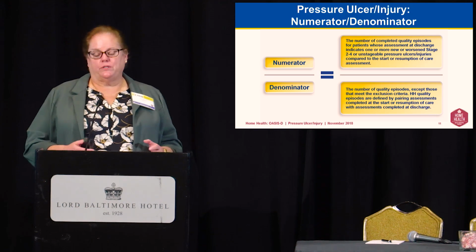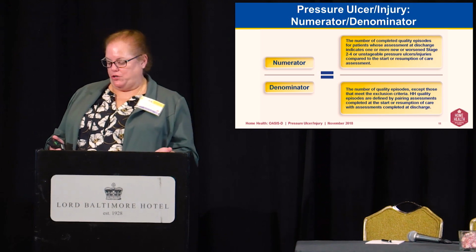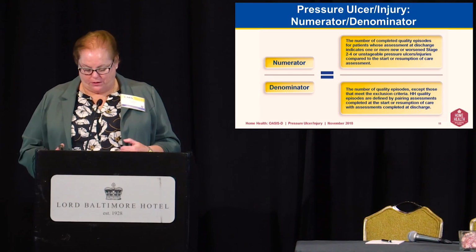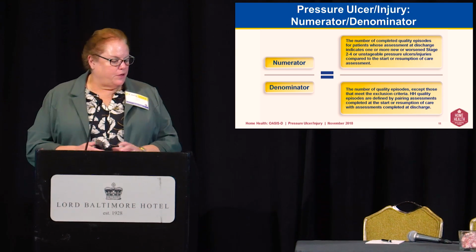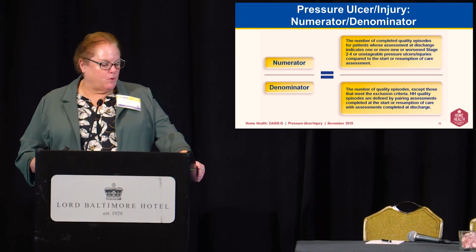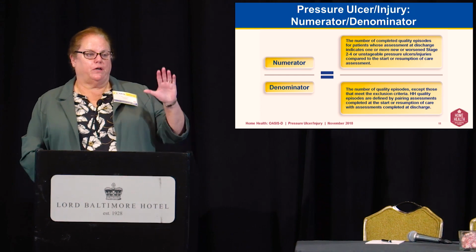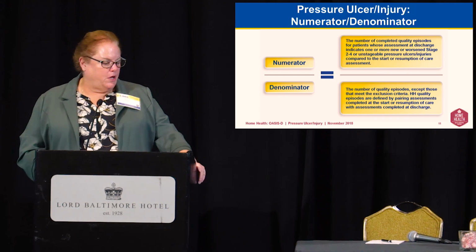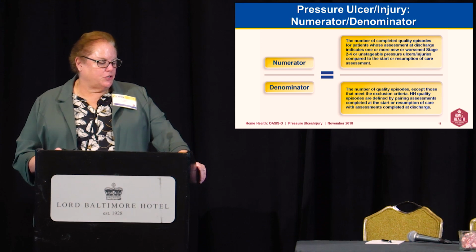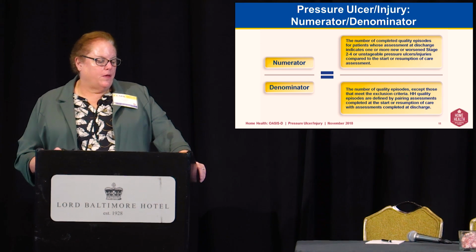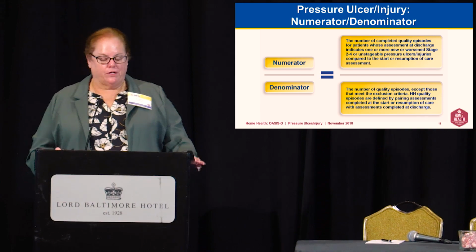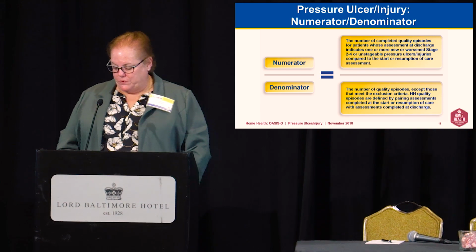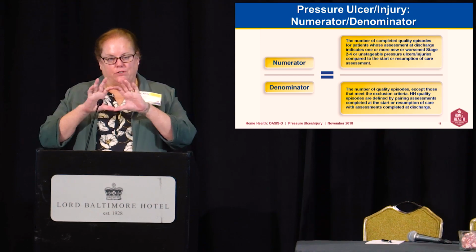So it's important to always understand what is included in a measure. What's my numerator and what's my denominator? The numerator is the number of completed quality episodes. Remember, those are the start of care, resumption of care, and the discharge, for patients whose assessment at discharge indicated one or more new or worsened stage 2 through 4 or unstageable pressure ulcers or injuries compared to the start or resumption of care assessment. So that defines who's in our numerator.